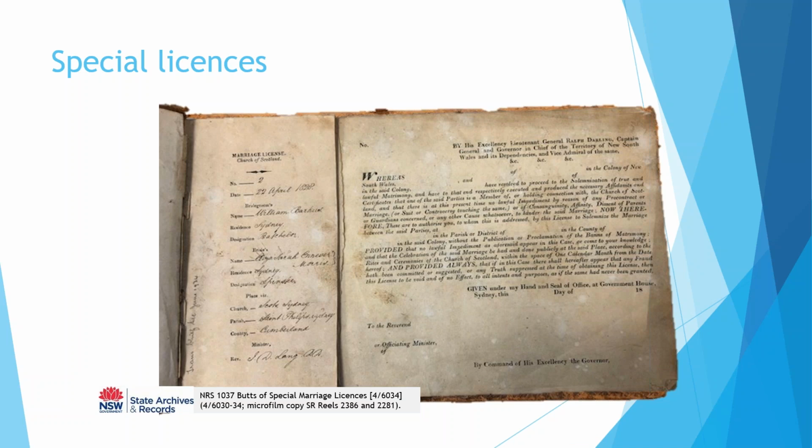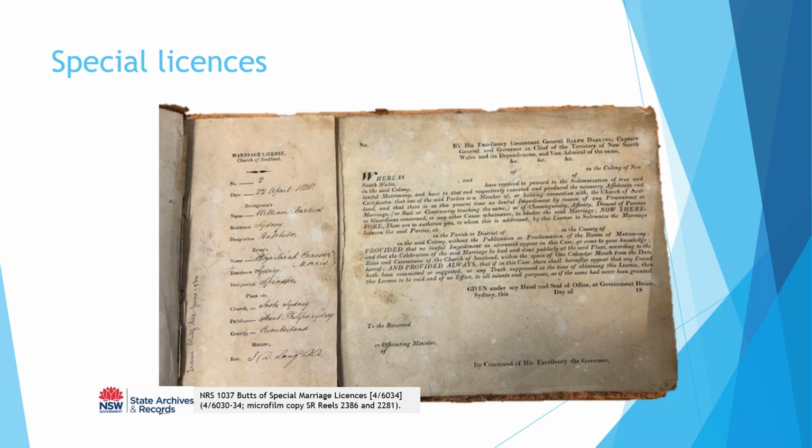You rip out a page, you give it to the person, and then you have a record left over of who you gave it to and what their number is. So many convict records follow that format. But if you look here, you can see on the right-hand side is the license itself, and on the left-hand side is a record of who got the license.